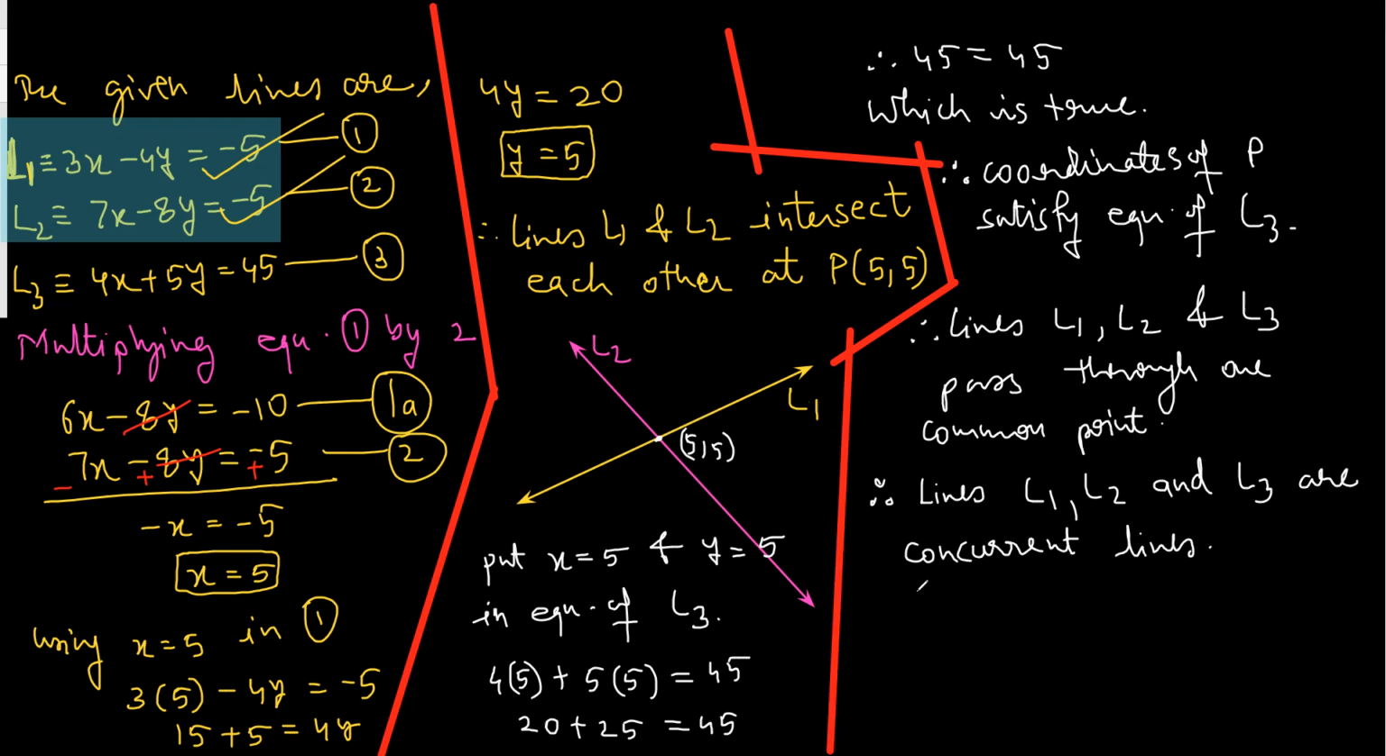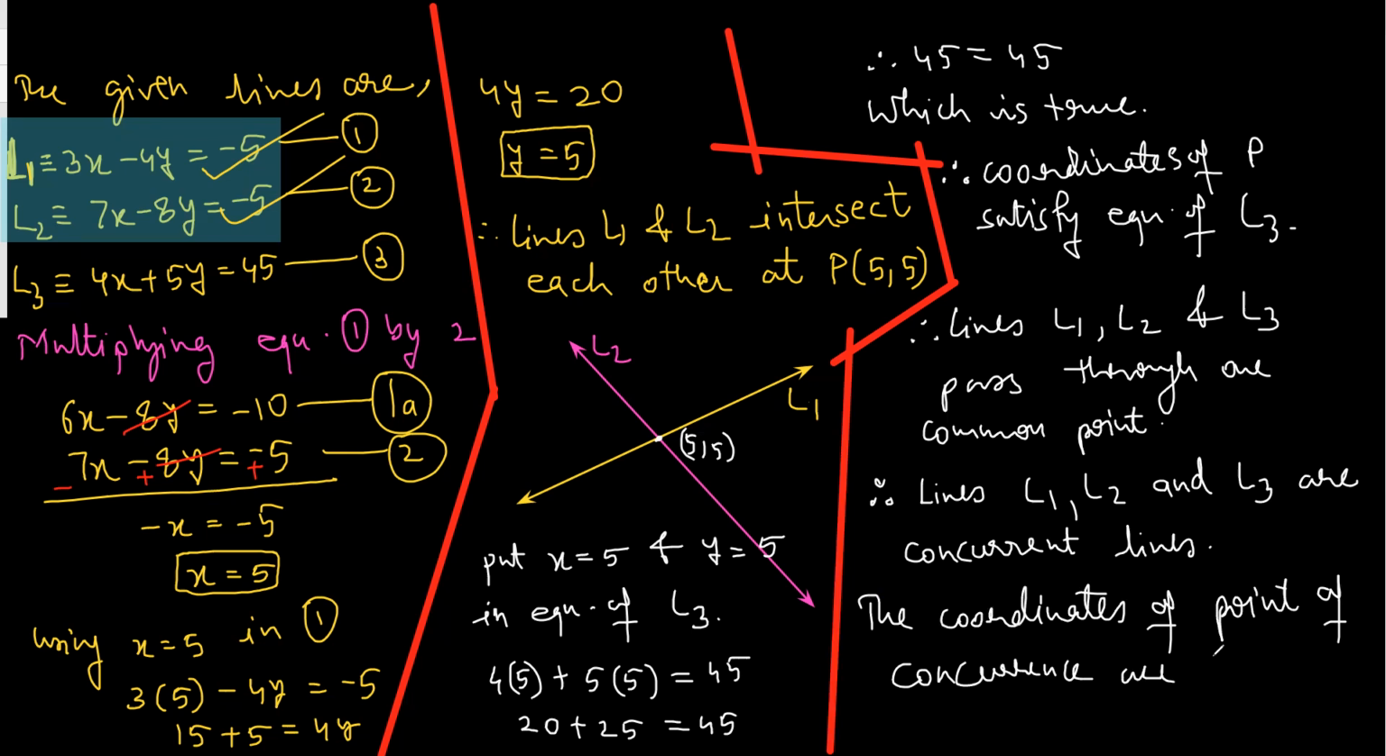I will write point of concurrence means the point through which they all are passing. Okay, the point at which they all are meeting, those three lines are meeting. I will write the coordinates of point of concurrence are 5, comma 5. I hope you all followed it. Please copy this and watch this once again. Learn it properly.